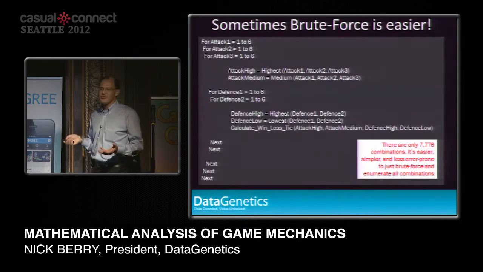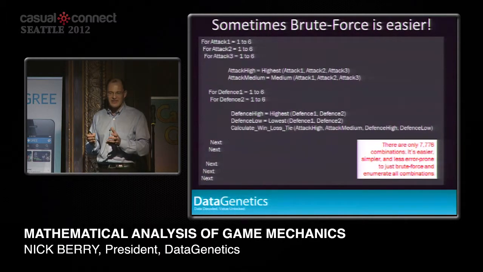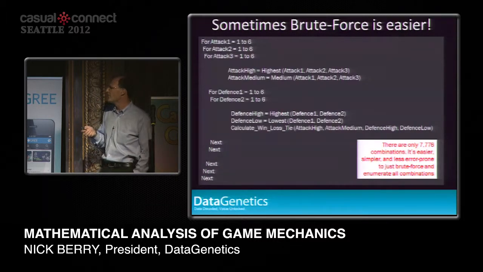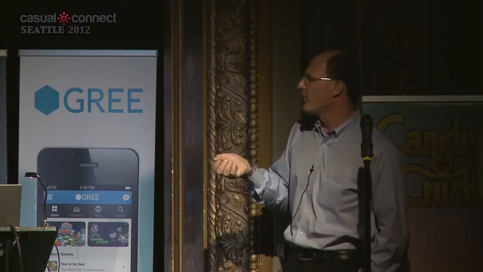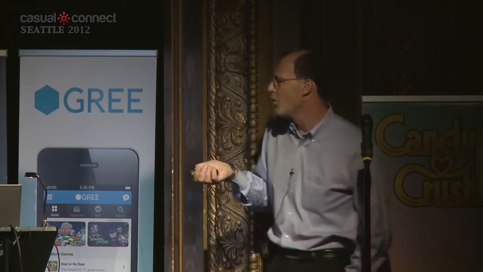Here, sometimes you might as well just do a brute force. There are only 7,776 possible combinations of all those 5 dice together, so why not write a little bit of pseudocode to find out what the highest dice is and compare them. And here we have the results for 3 versus 2, 3 versus 1, 2 versus 2, 2 versus 1, 1 versus 2.